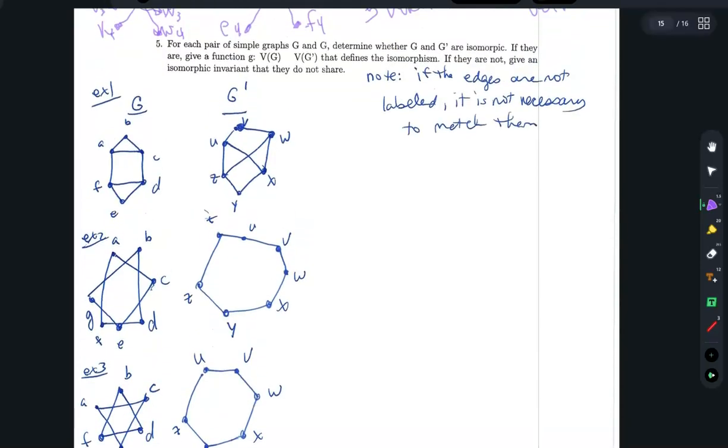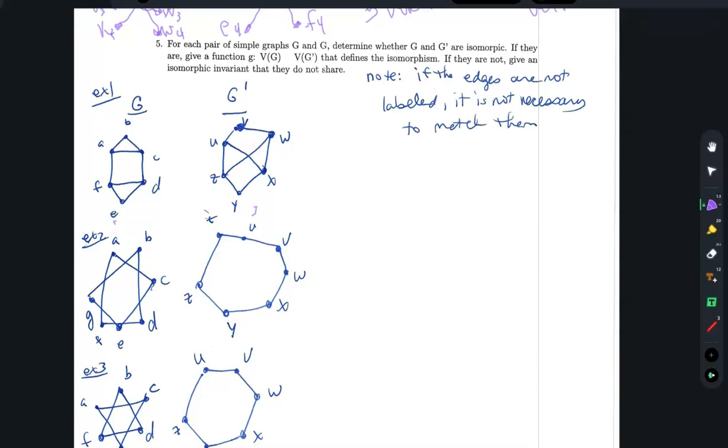So more graphs. So this time the edges aren't labeled. So if they're not labeled, you don't have to worry about matching them. Okay, so here's a G and here's a G prime. Is there an invariant to stop an isomorphism from happening? Or can we make an isomorphism?